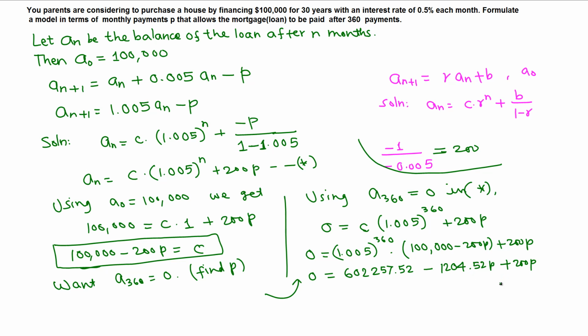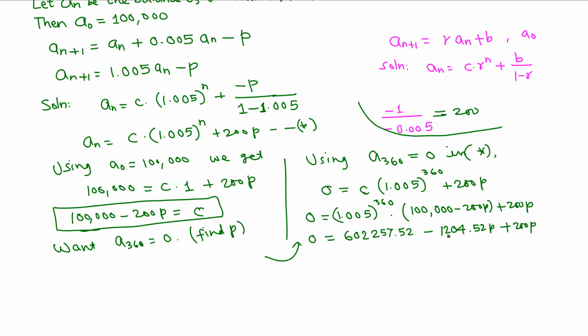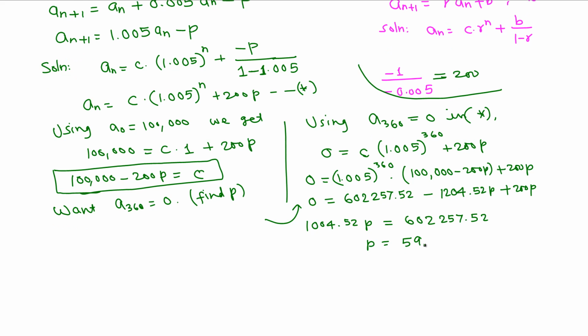Okay, now we can combine these two terms because both terms contain P, and 1204 is negative, 200 is positive, so the whole thing will be negative. So 0 equals, and this is 1204 minus 200, that will be 1004.52, negative, and we can move it to the left by adding, so 1004.52P is equal to 602,257.52. Now divide both sides by 1004.52 and you get the value of P. That's 599.55. So the monthly payment will be $599.55.